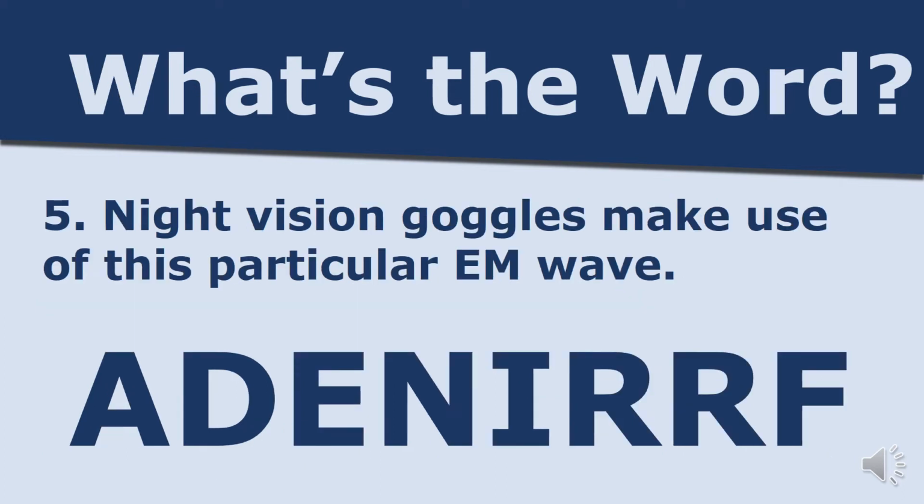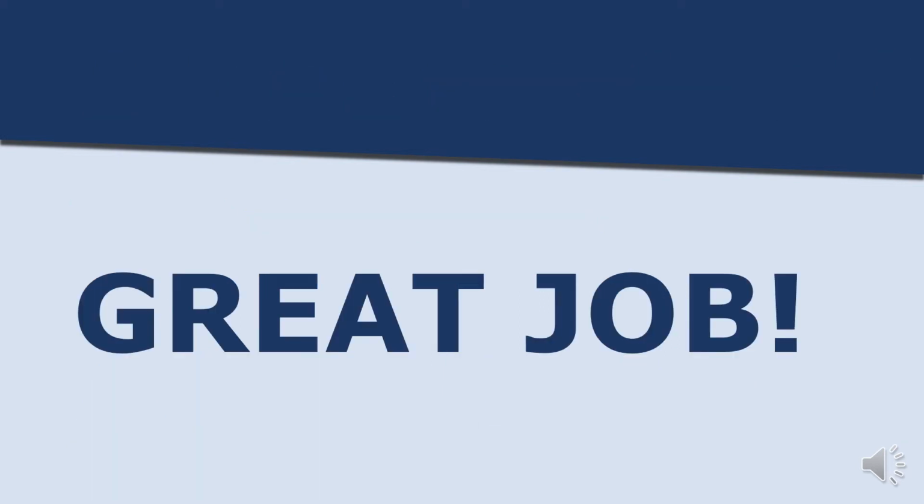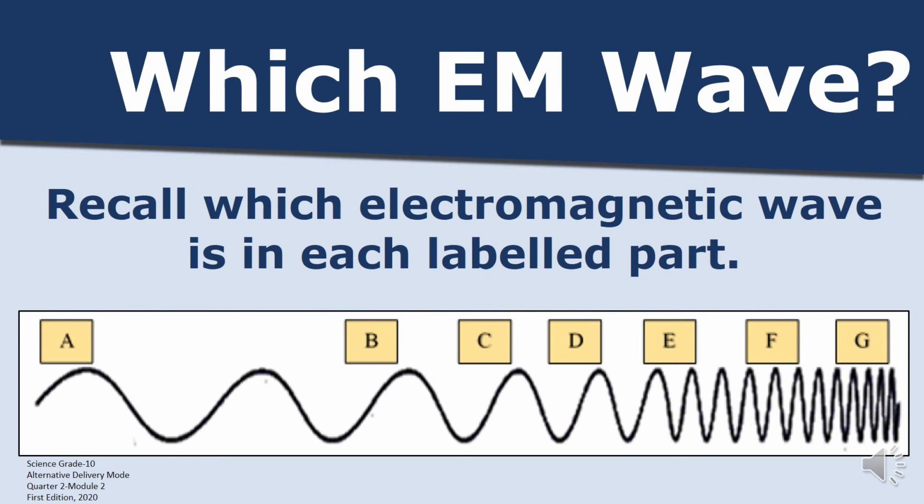Number 5. Night vision goggles make use of this particular electromagnetic wave. Great job! That was easy, right? Now let's proceed. Recall which electromagnetic wave is in each labeled part. What particular electromagnetic wave do you think should be in A?